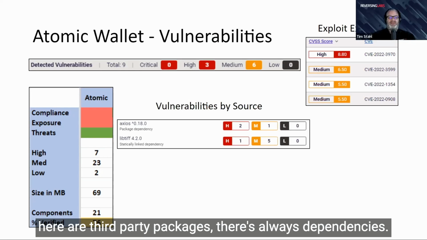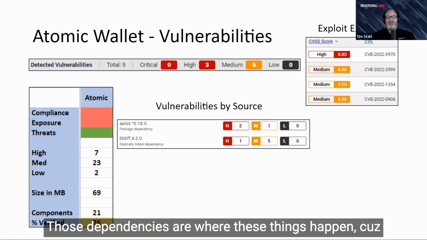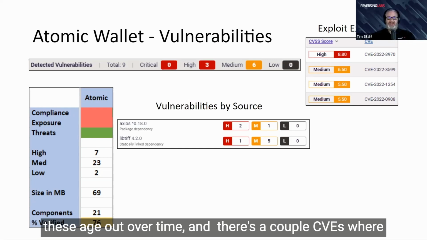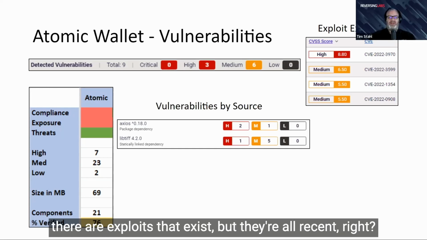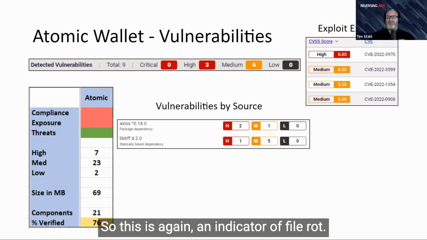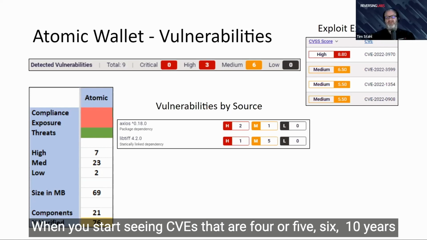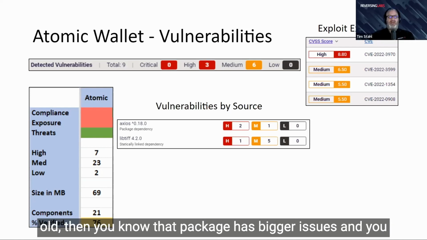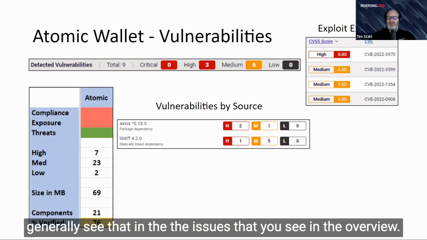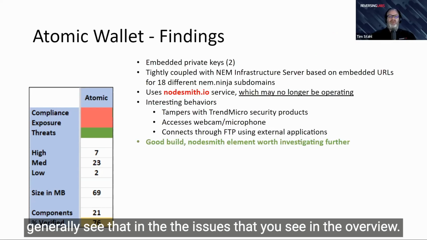There's always dependencies. Those dependencies are where these things happen because these age out over time. And there's a couple CVEs where there are exploits that exist, but they're all recent, right? So this is, again, an indicator of file rot. When you start seeing CVEs that are 4, 5, 6, 10 years old, then you know that package has bigger issues. And you generally see that in the issues that you see in the overview.